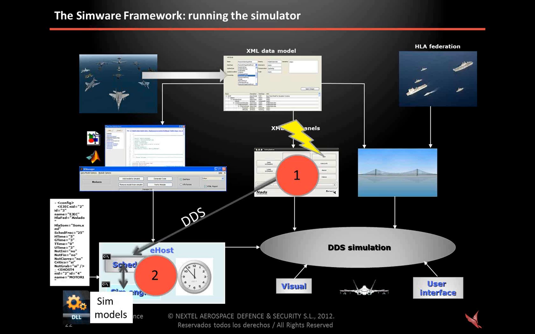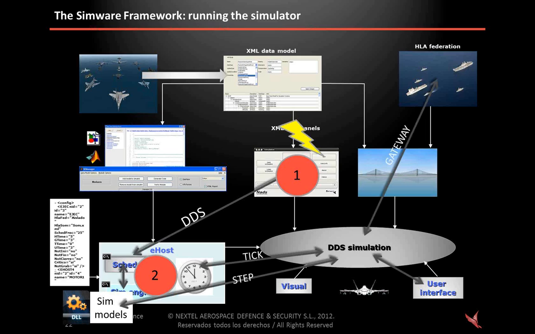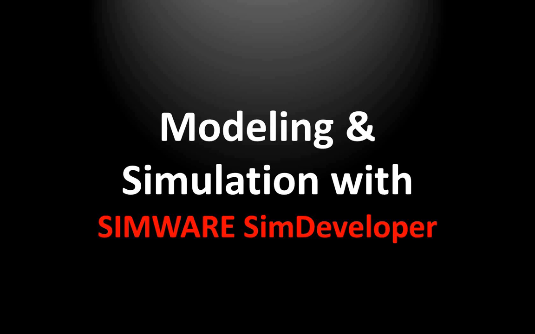Now the user presses execute, and the simulation starts. We have the ticks that are going to be sent by the scheduler. We have the steps that are the same, but it's the calculation for the next step in the simulation for the models. We have the user interfaces or whatever the user has done with our libraries. And we have the gateways sending data to, for example, HLA to and fro. So this is the environment, the framework for SimDeveloper.